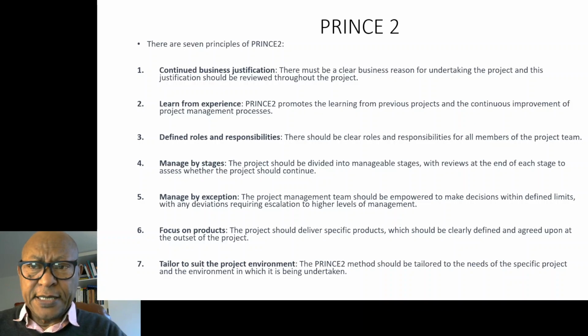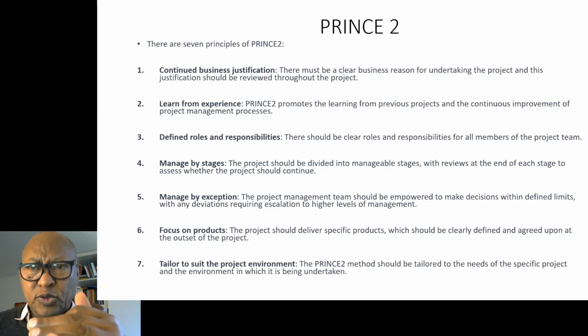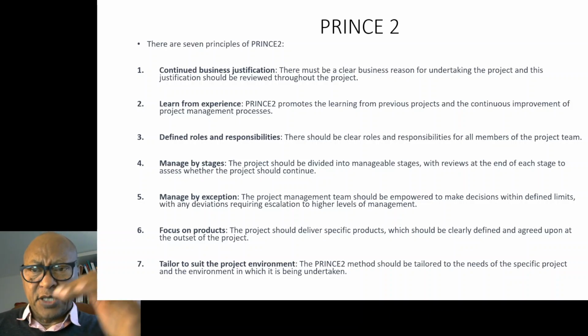The third one is that Prince2 is heavily dependent on defined roles and responsibilities. Who is responsible for the project management team? Who is responsible for the people who are producing the product or the services? Who is responsible for the budget, and who looks after the interests of the stakeholders? So you define the roles and responsibilities in terms of who is responsible for what and how we're going to manage that.